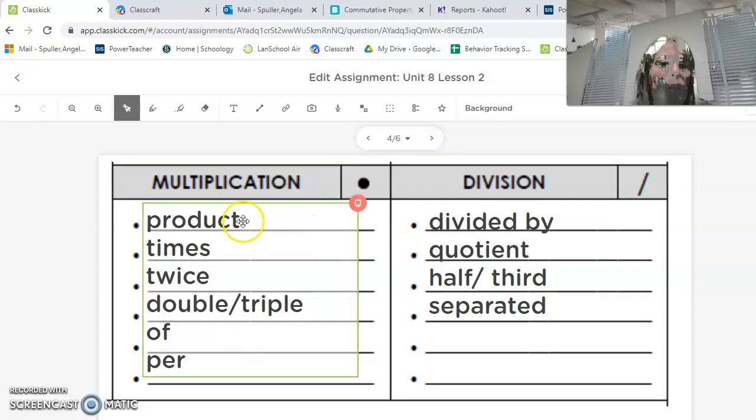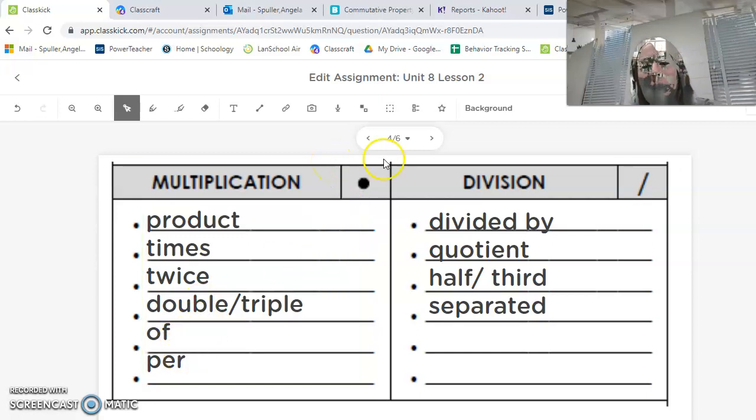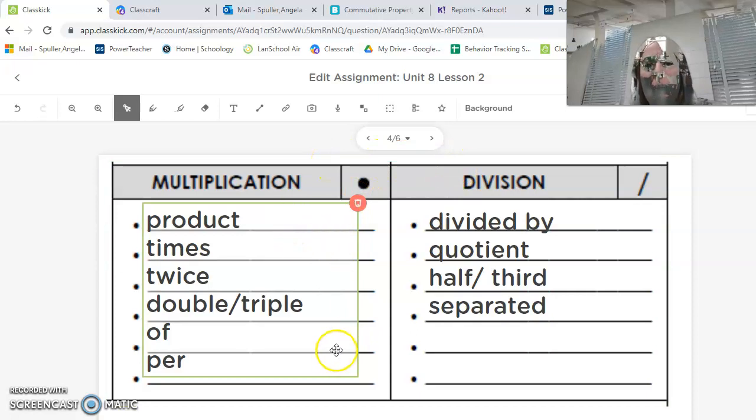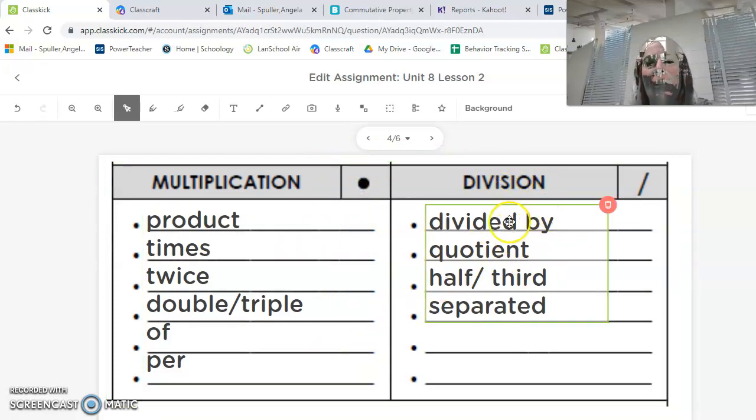All right, multiplication: product, times, twice, double or triple, of or per. Okay, pausing that video, get them down. All right, division: divided by, quotient, half or third, and separated. Pause the video and get these down.